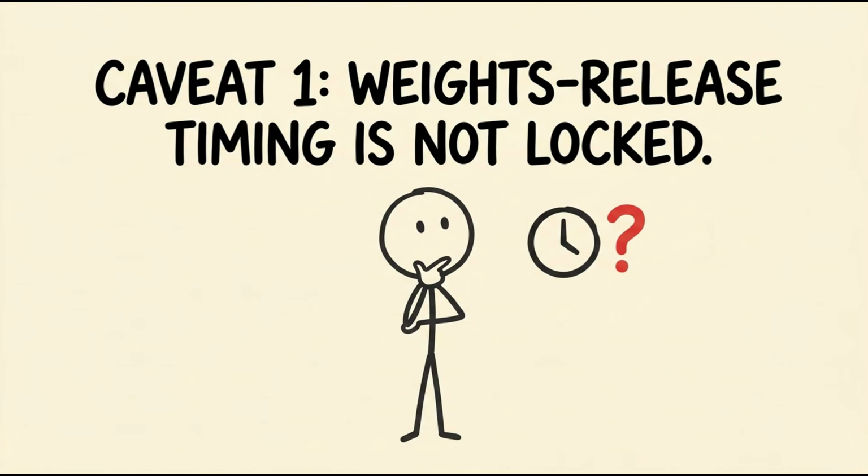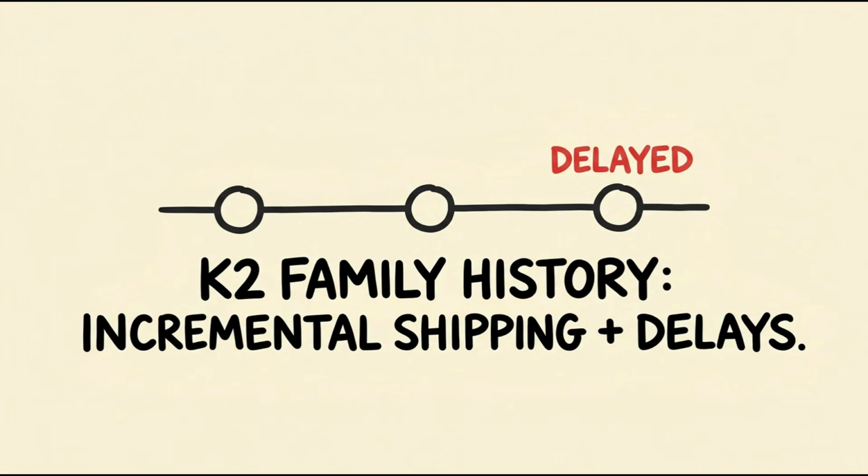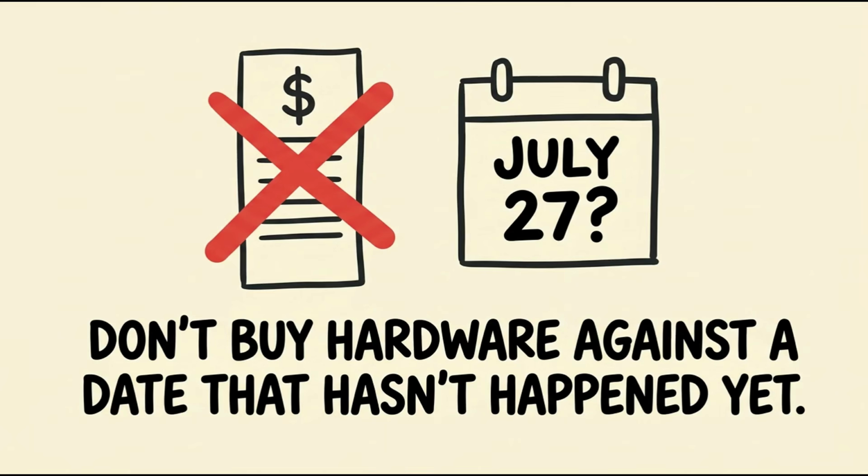Now, the honest part, because a channel that only shows you the number that flatters the story isn't worth 10 minutes of your time. First, weight release timing is not locked. Moonshot has said full open weights land by July 27th, but the K2 family has a track record of shipping incrementally, and delays to stated timelines aren't unusual in this specific lab's history. Don't buy hardware against a date that hasn't happened yet.